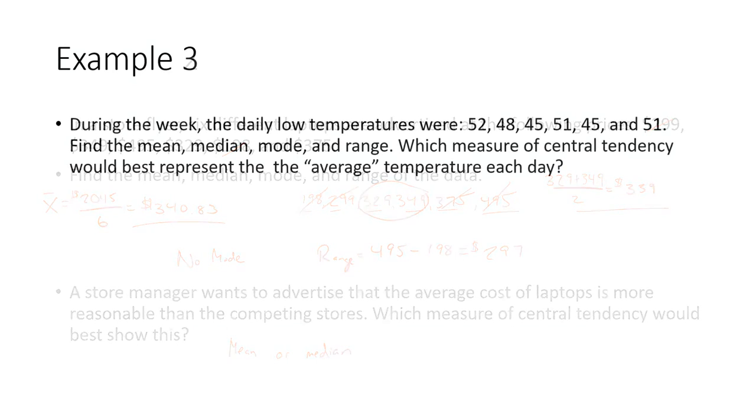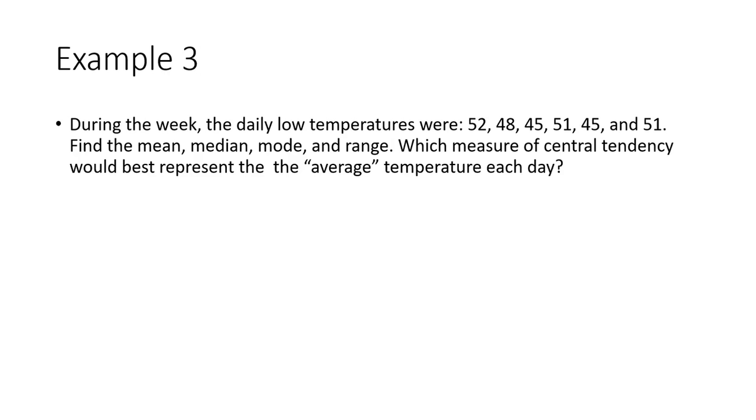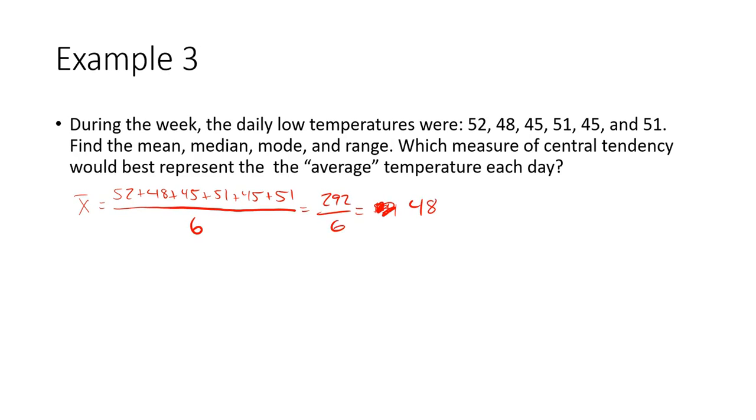During a particular week, we have the daily low temperatures given here. We want to find the mean, median, mode, and range of this data, and then figure out what would best represent the average temperature each day. Well, the mean is just going to add up all these values, 52 plus 48 plus 45 plus 51, 45, and 51. And we're going to divide by 6 because there are 6 different measurements. This gives us 292 over 6, or about 48.7 degrees on average.